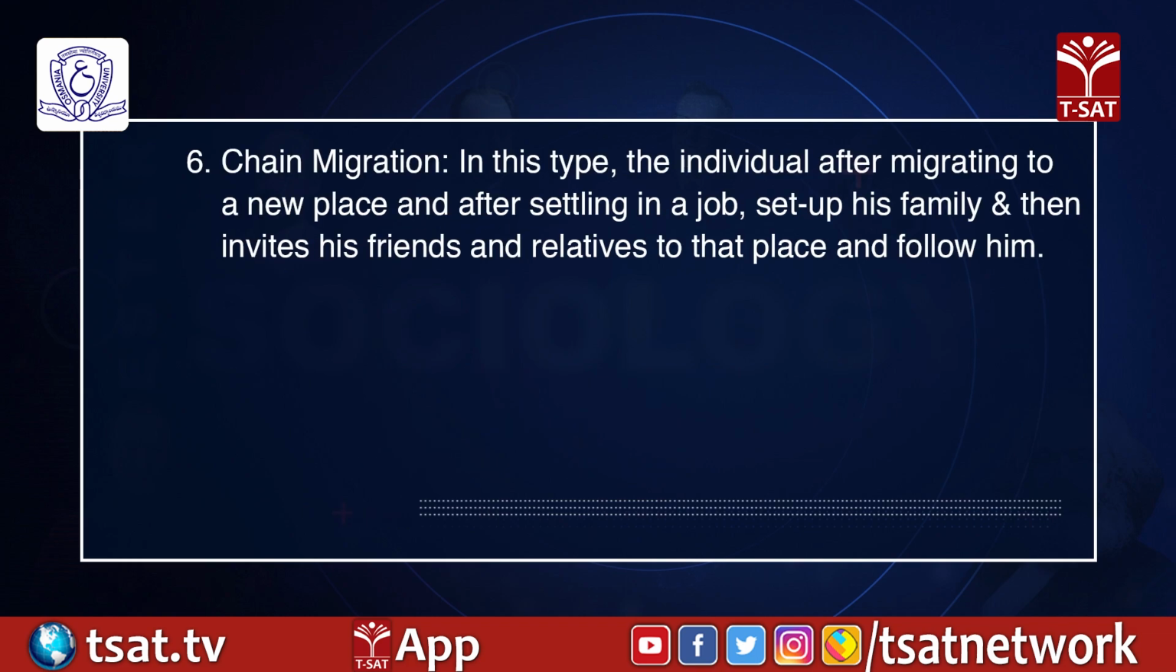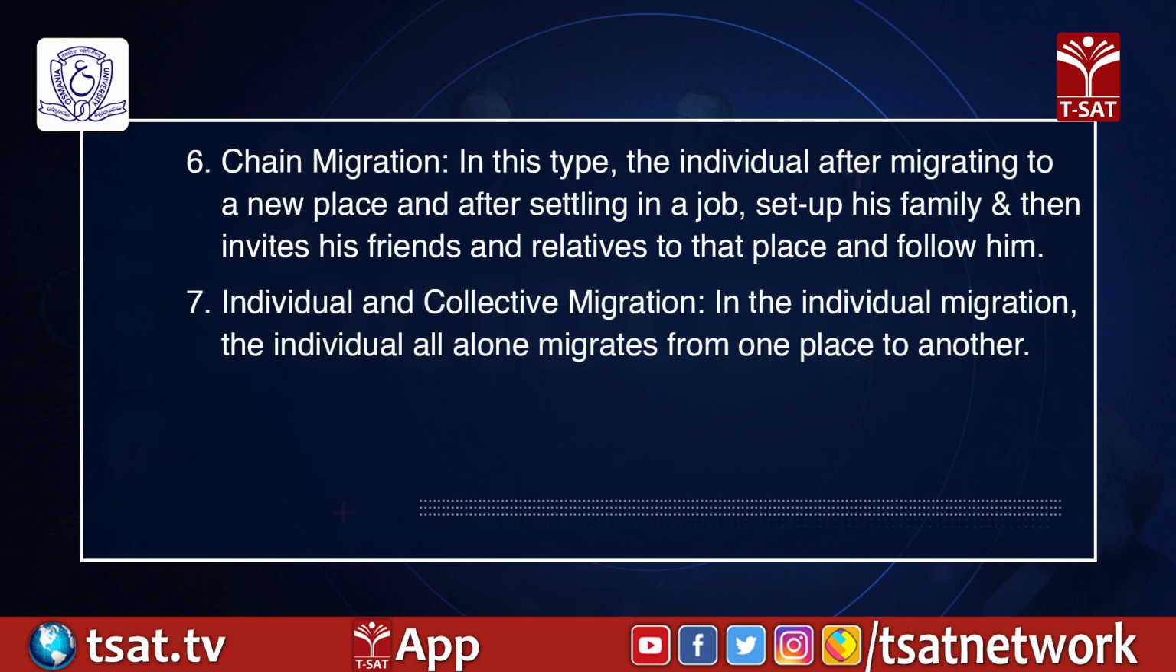In this type, the individual migrates from one place to their new place, and after settling there in a job, he will set up his family and then invites his friends and relatives to that place and invite them to follow him. The next type is individual and collective migration.